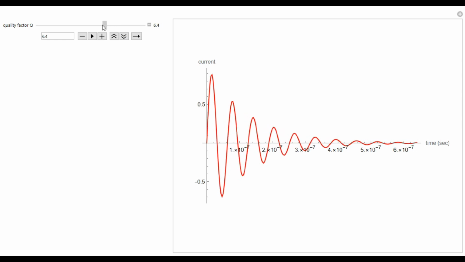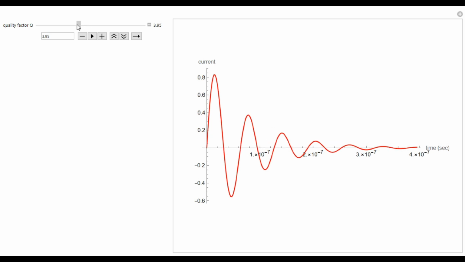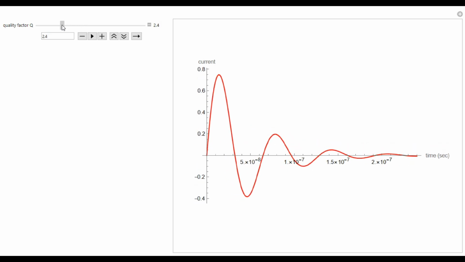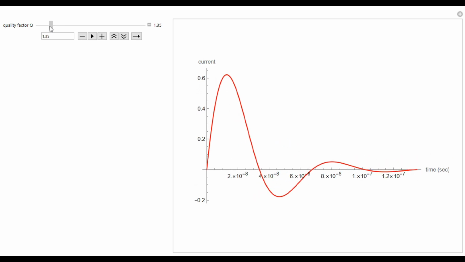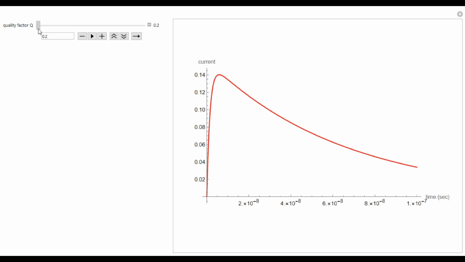When these components are connected in series, they create a system that can oscillate, much like a spring mass system in mechanics. The behavior of the circuit depends on the values of R, L, and C, as well as the initial conditions, such as whether the capacitor is initially charged.